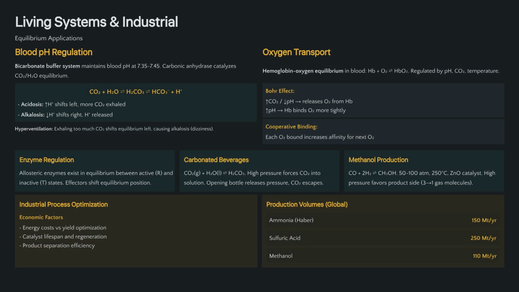Equilibrium principles are vital in living systems, such as blood pH regulation and oxygen transport. Industrially, processes like the Haber and contact processes are optimized using these principles to maximize product yield efficiently.